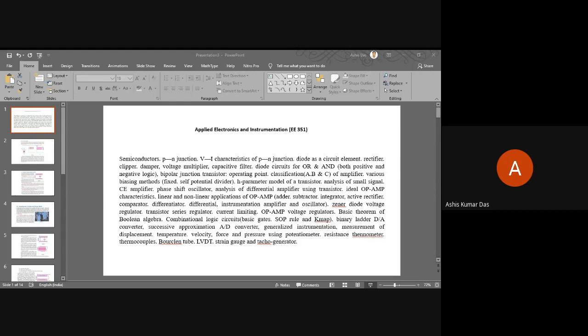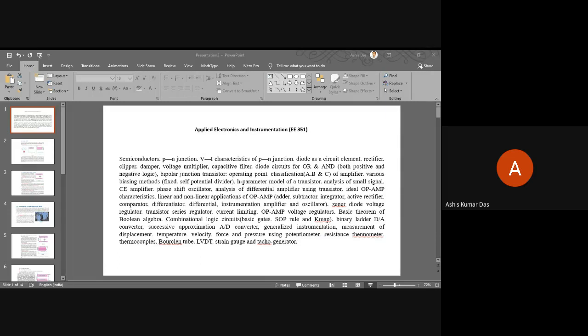After all these applications, next we are going to study the bipolar junction transistor, also called the BJT. We are going to see all the aspects of BJT: the operating points, the classifications of the amplifier, that is type A, type B, and type C. After that, we will see the various methods of biasing: fixed bias, self bias, and potential divider bias. Then we will study the common base configuration, common emitter configuration, and common collector configuration.